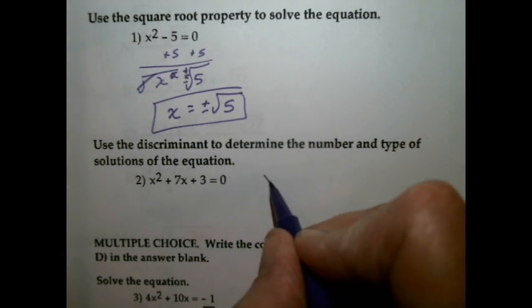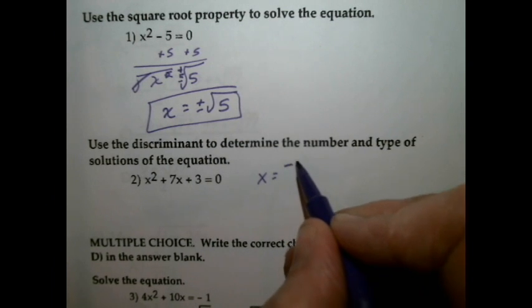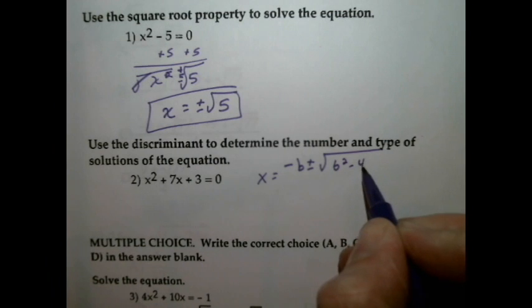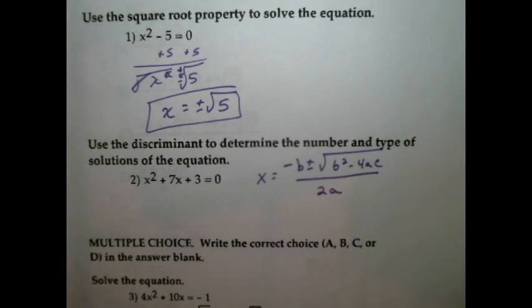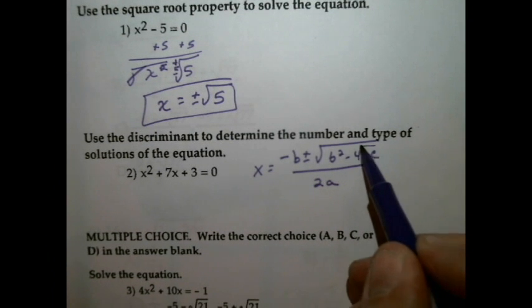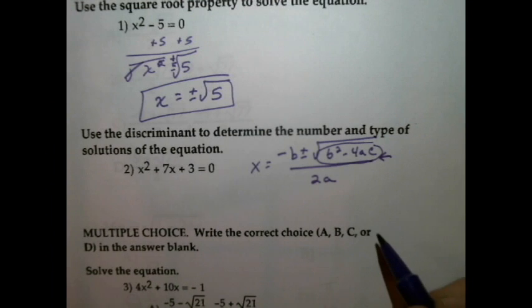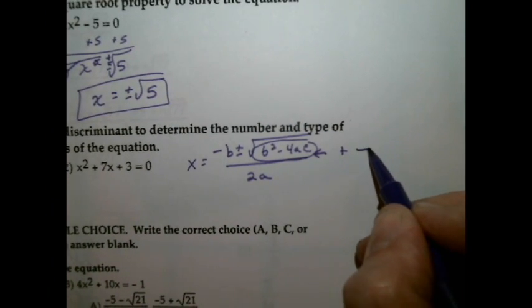Well, if you remember, the discriminant is the part underneath the radical in the quadratic formula. X equals the opposite of b plus or minus the square root of b squared minus 4ac all over 2a. So that's the whole quadratic formula. The discriminant is just the part underneath here. And what you really need to know is if it's positive, you're going to have 2 real solutions.